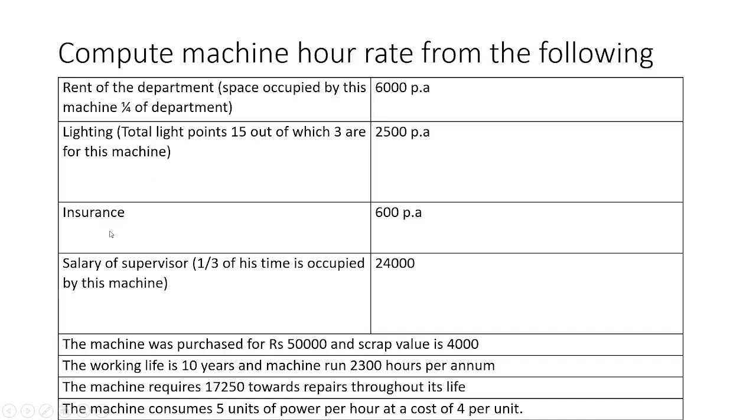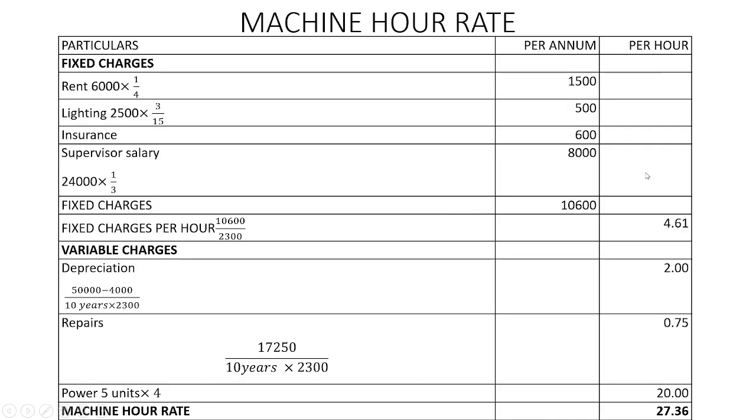Next we have information about insurance, it is 600. So we have taken it as 600 per annum. And supervisor salary, supervisor devotes 1/3 of his time. So 24,000 into 1/3, that is 8,000 rupees. These are the fixed charges. Then we find the total of these fixed charges, 10,600. Now, our aim is to find out the fixed charges per hour. We know that the working hours per annum is 2,300 hours. So, 10,600 divided by 2,300, per hour fixed charges are 4.61.